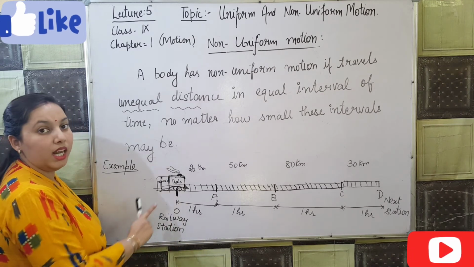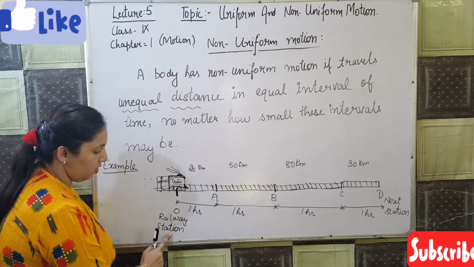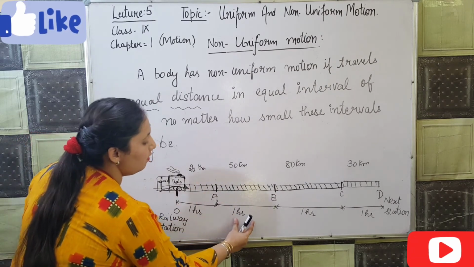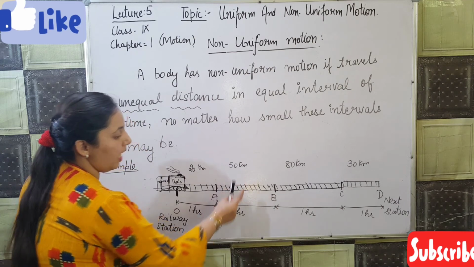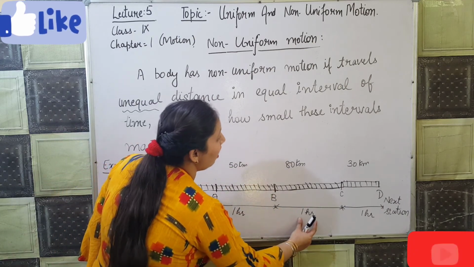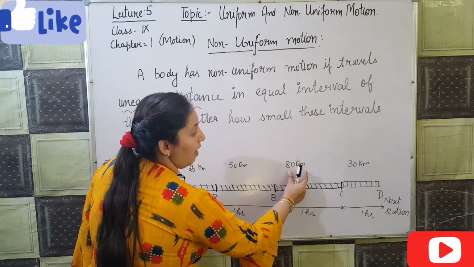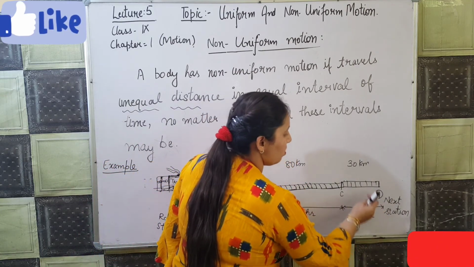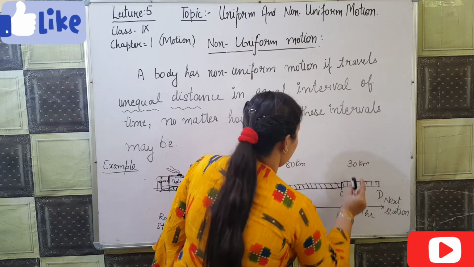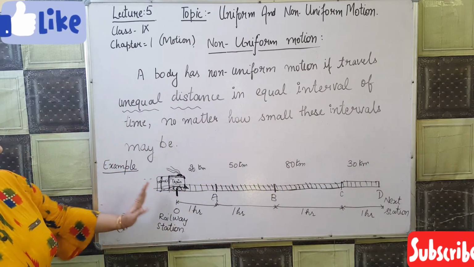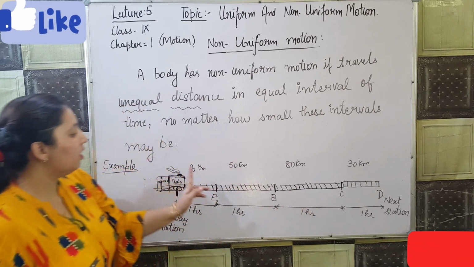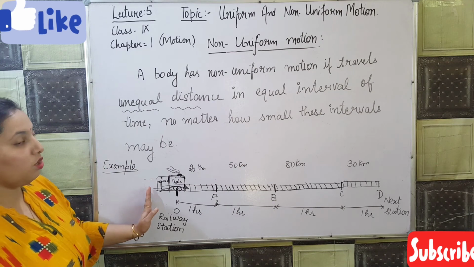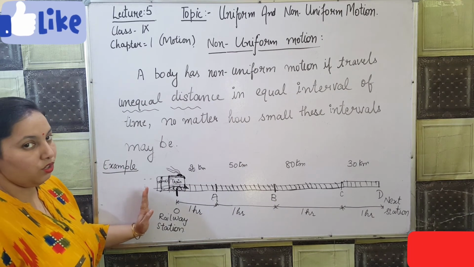In this example, the train starts from the railway station. In the first interval, the train travels 20 km. In the next interval, the train travels 50 km, and in another interval of time, the train travels 80 km. When the train approaches the next station, it slows down, so that is why it covers less distance. So here you can see that in equal interval of time, the distance traveled by the train is unequal. So the motion of the train here is non-uniform.